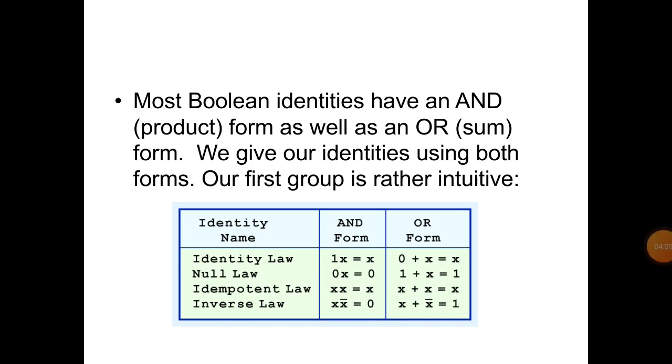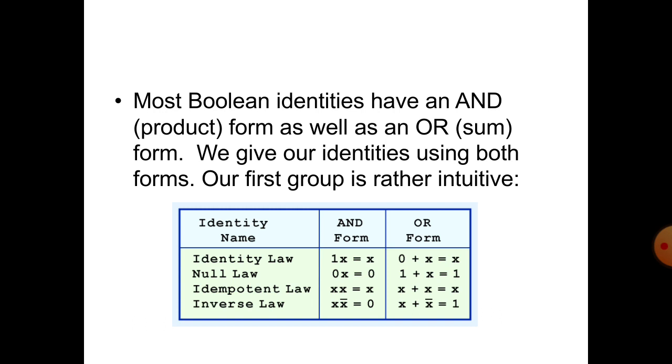Most Boolean identities have an AND or product form as well as an OR or sum form. We give our identities using both forms. Our first group is rather intuitive. First column, identity name; second column, AND form; and third column, OR form.